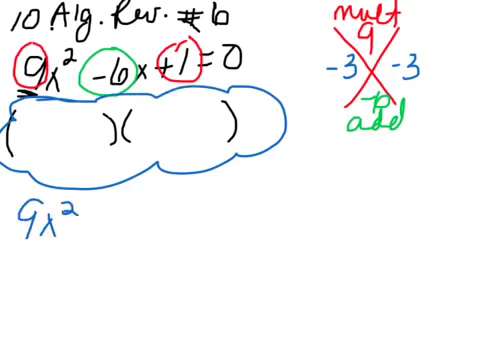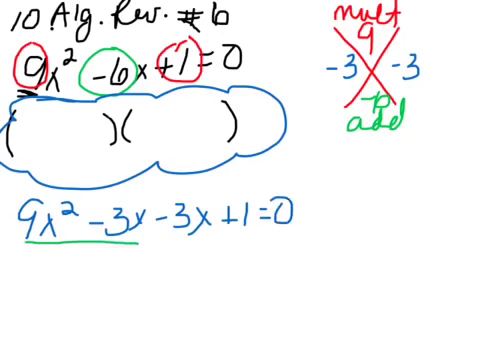I'm going to rewrite the equation. Instead of putting minus 6x, I'm going to put minus 3x minus 3x, because that adds up to negative 6x. I'm just rewriting it in terms of what I know I can do, okay? And then I've got to put the plus 1 on the end. So what factoring by grouping is, again, is that you're going to group these two terms together, and then you're going to look at these two terms together.